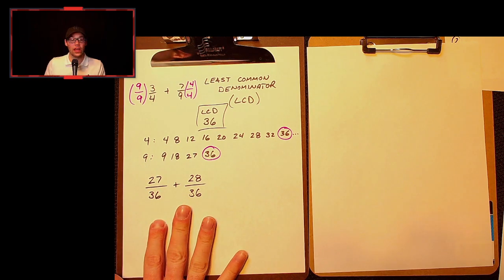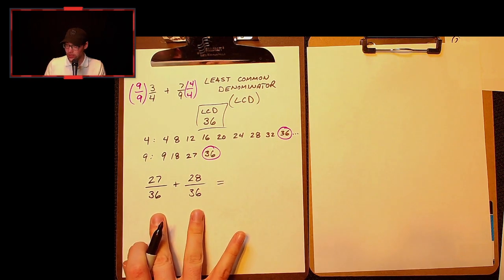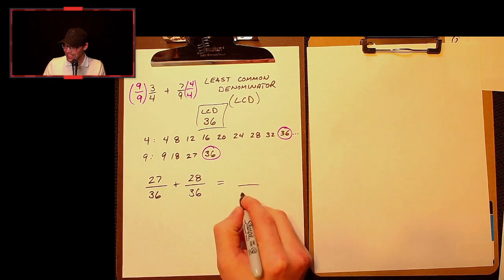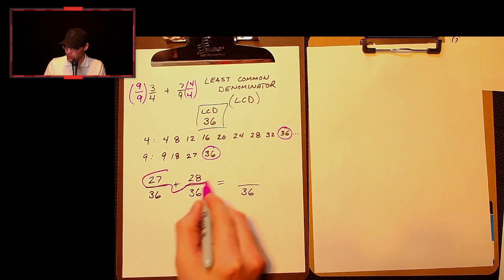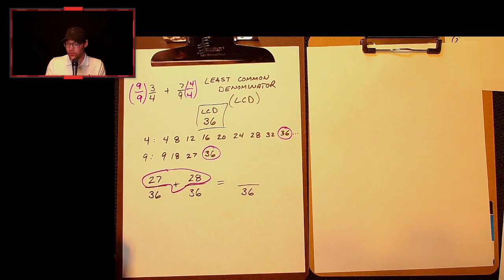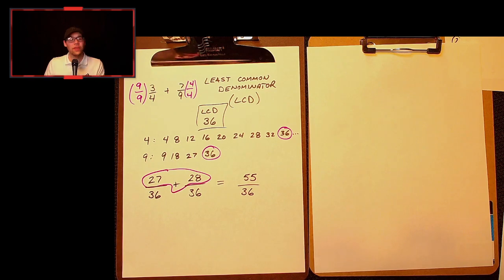From here, now we can apply our rules. In order for us to add or subtract fractions, we must have the same denominator. That means here, when I add these two together, we must keep that denominator of 36, and then we simply go ahead and add my two numerators together. 27 plus 28 is going to be 55. And then from here, we would look to see if we can simplify these fractions any further. And in this particular case, we cannot.